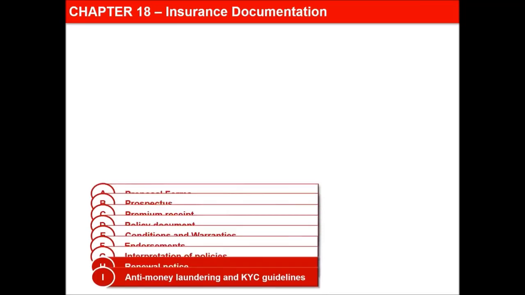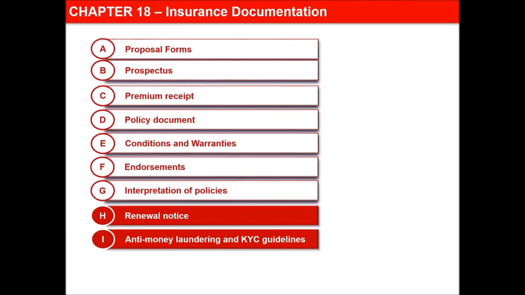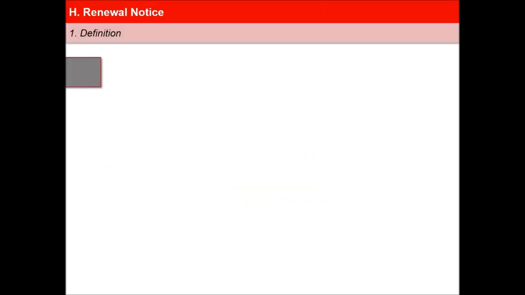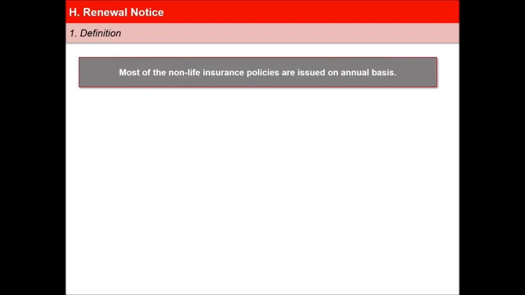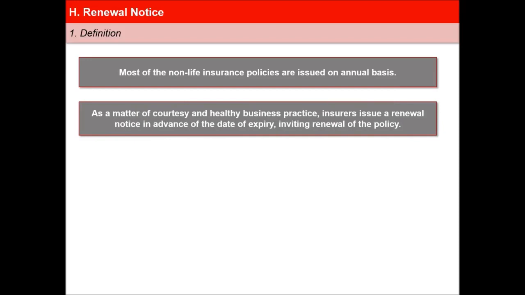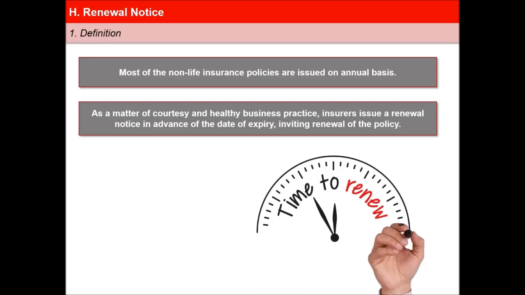In this last video of the lesson, Insurance Documentation, we will learn about renewal notice, anti-money laundering, and KYC guidelines. Most of the non-life insurance policies are issued on an annual basis. There is no legal obligation on the part of the insurers to advise the insured that his policy is due to expire on a particular date. However, as a matter of courtesy and healthy business practice, insurers issue a renewal notice in advance of the date of expiry, inviting renewal of the policy.